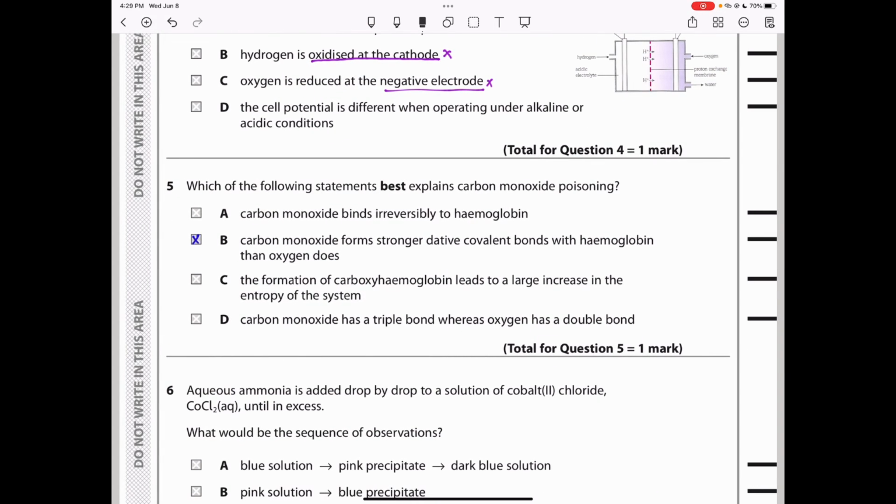Question 5 says, which of the following statements best explains carbon monoxide poisoning? Carbon monoxide poisoning is brought about when carbon monoxide binds to the iron in hemoglobin more strongly than oxygen does. Here, they say carbon monoxide binds irreversibly. Not necessarily. The reason people experience carbon monoxide poisoning is that the dative covalent bond formed between the iron in hemoglobin and the carbon monoxide is stronger than that of oxygen. So B comes out to be the correct answer.